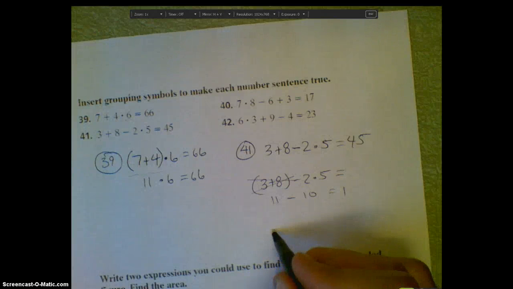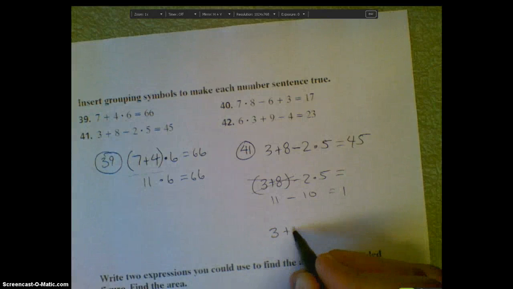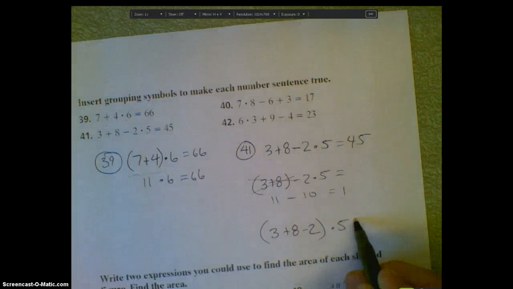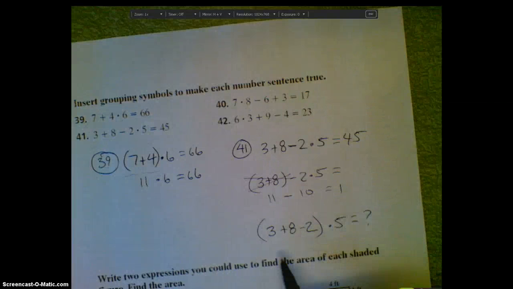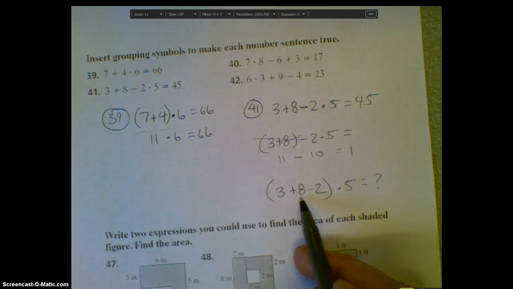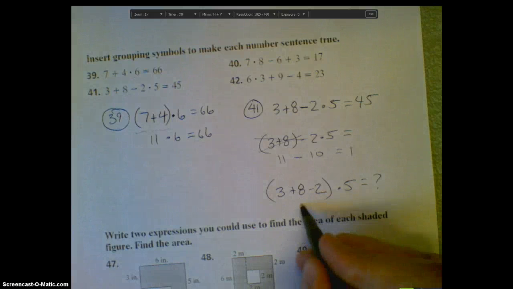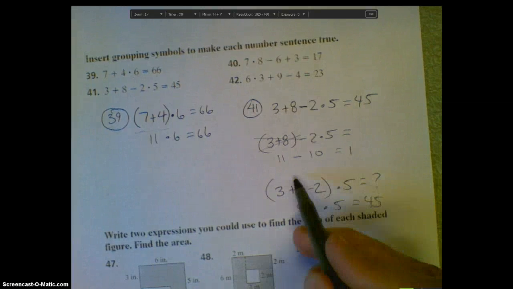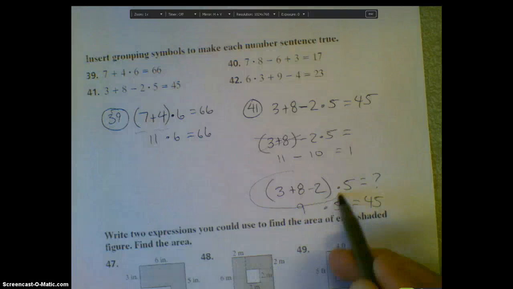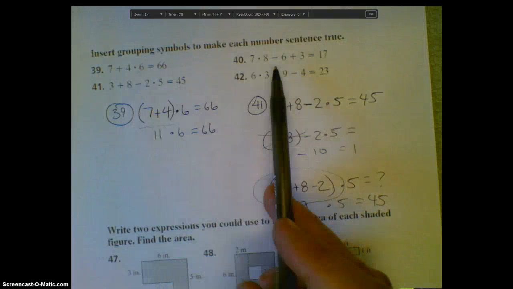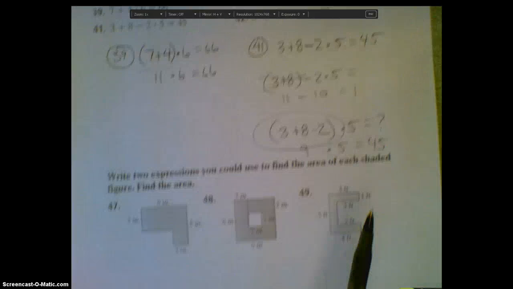What about 3 plus 8 minus 2 in parentheses times 5? What does that equal? 3 plus 8 is 11, minus 2 is 9, and 9 times 5 equals 45. There we go. That's where I put those parentheses. So these numbers are kind of a trial and error when you do 40 and 42.